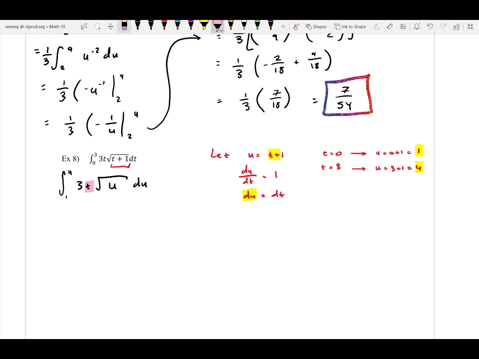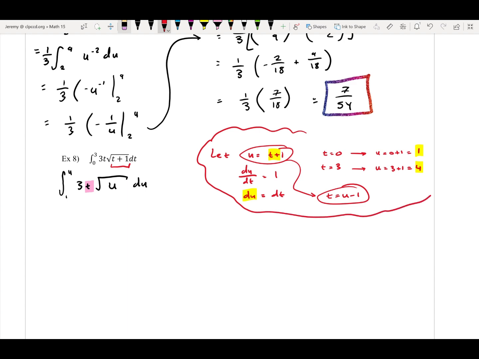But remember, you should always check: can I express t in terms of u? So look over here to your initial substitution. And this is one of those scenarios where we can. If I take this, I can solve for t, and I get that t is equal to u minus 1. This is like the final part of our substitution. So I'll do this. This will be the integral from 1 to 4 of 3 times u minus 1 square root of u du.